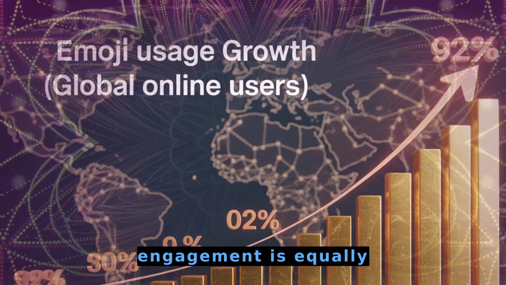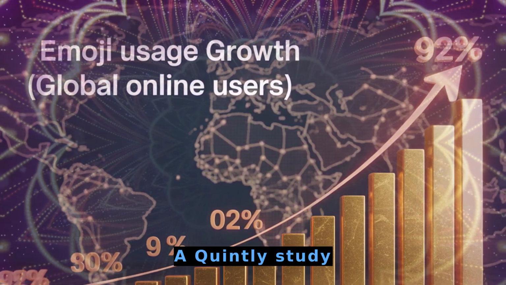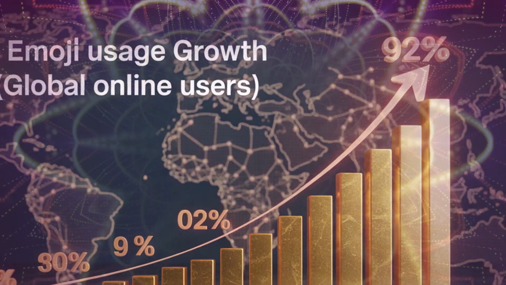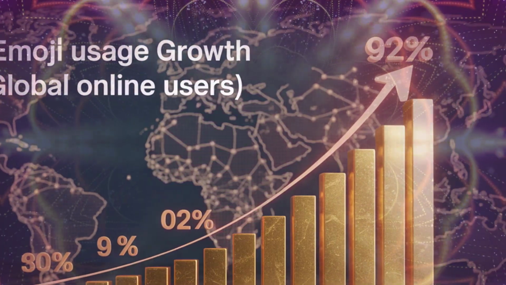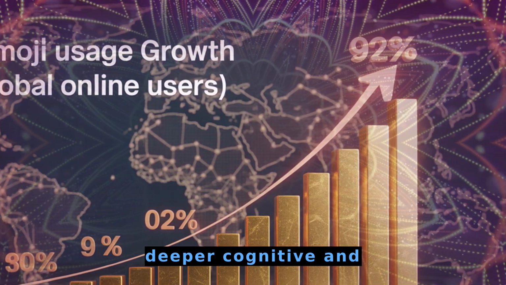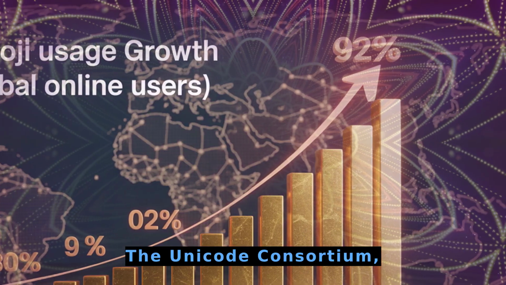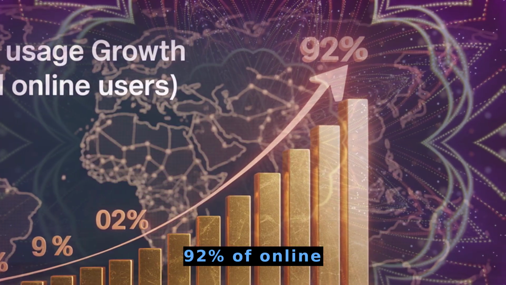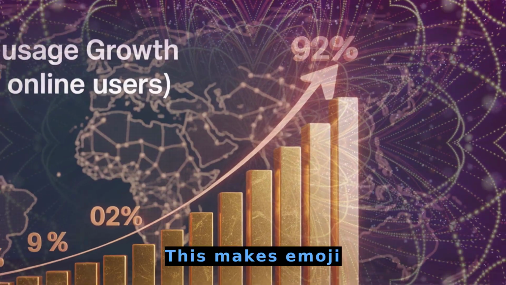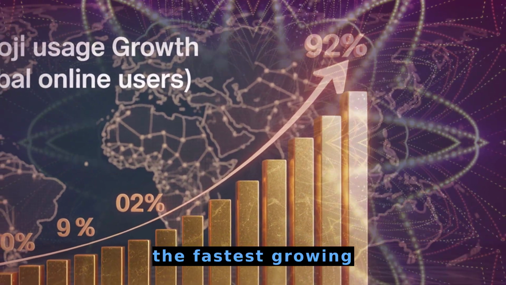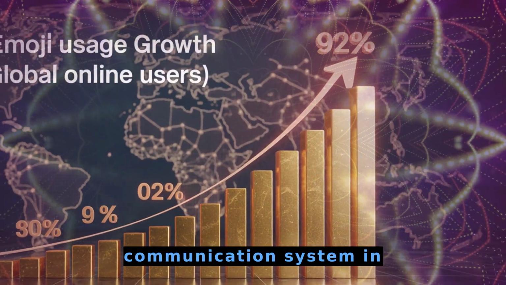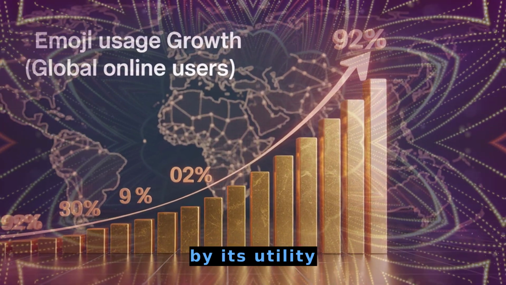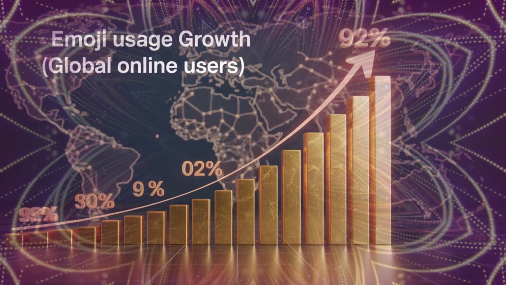The data on engagement is equally compelling. A Quintly study in 2019 revealed that Instagram posts containing emoji receive, on average, 47.7% more engagement. This isn't trivial, it reflects a deeper cognitive and emotional resonance. The Unicode Consortium, the gatekeepers of emoji standards, reports that an astounding 92% of online users regularly use emoji. This makes emoji not just a fad, but arguably the fastest-growing language or symbolic communication system in human history. Its adoption rate is unprecedented, driven by its utility and intuitive appeal across cultures.